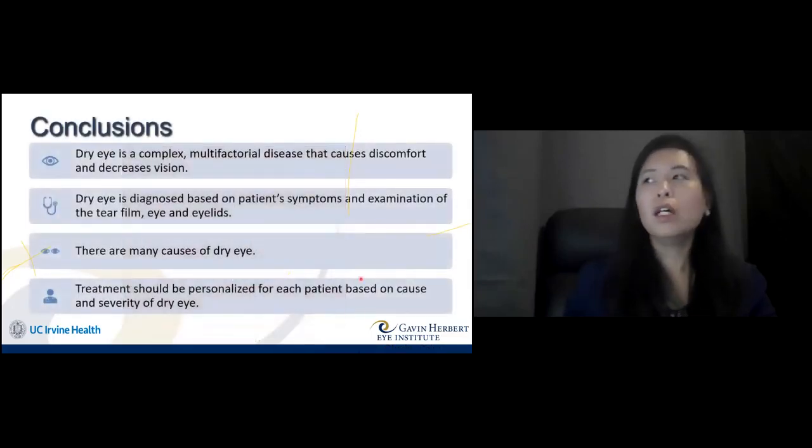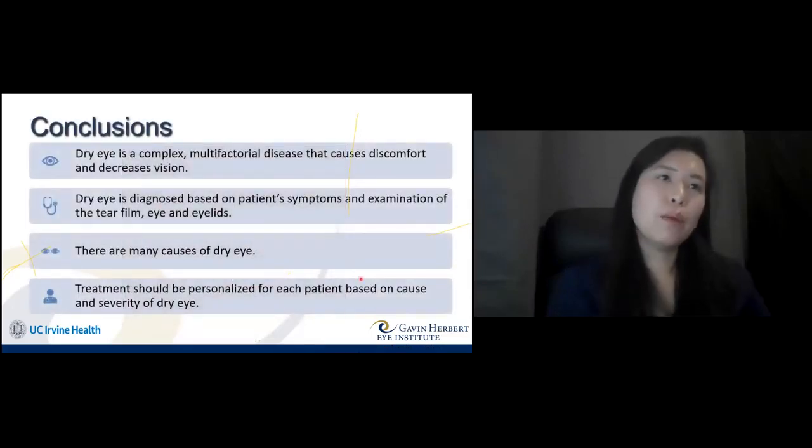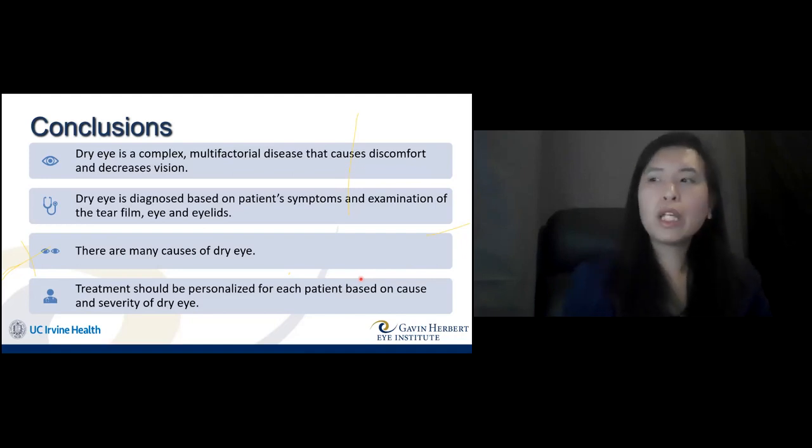Okay, so just a few quick takeaway points before we get to our questions. Dry eye is a complex multifactorial disease that causes discomfort and decreases vision, and it causes all sorts of other symptoms that we talked about. Dry eye is diagnosed based on patient symptoms and examination of the tear film, eye, and eyelids. So if you have listened to this lecture and you're convinced you have dry eye, but you've never seen an eye care professional, I would highly suggest that you have the exam that we talked about.